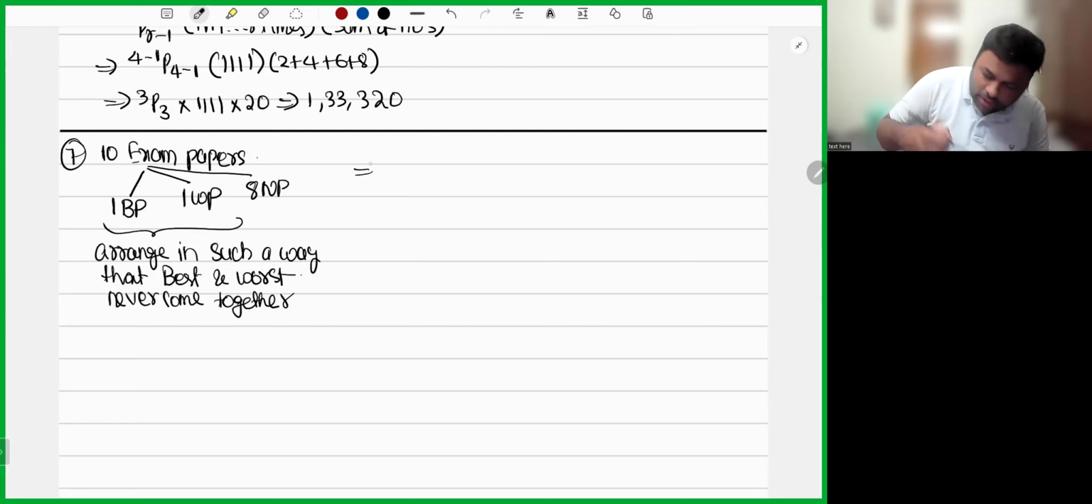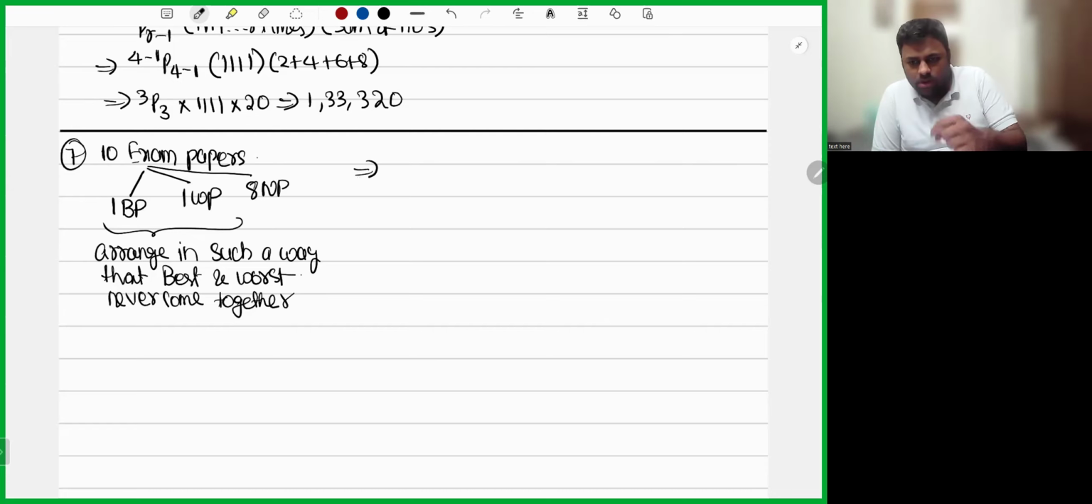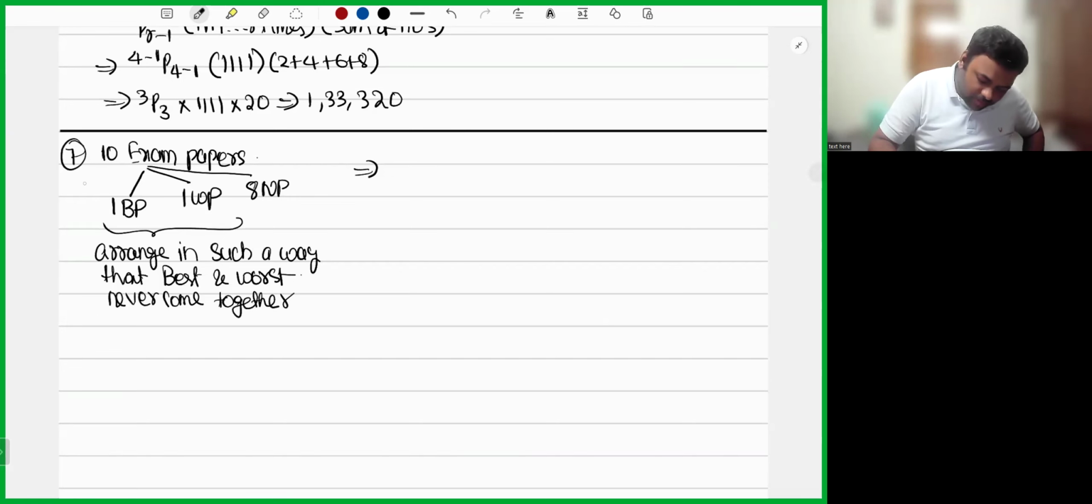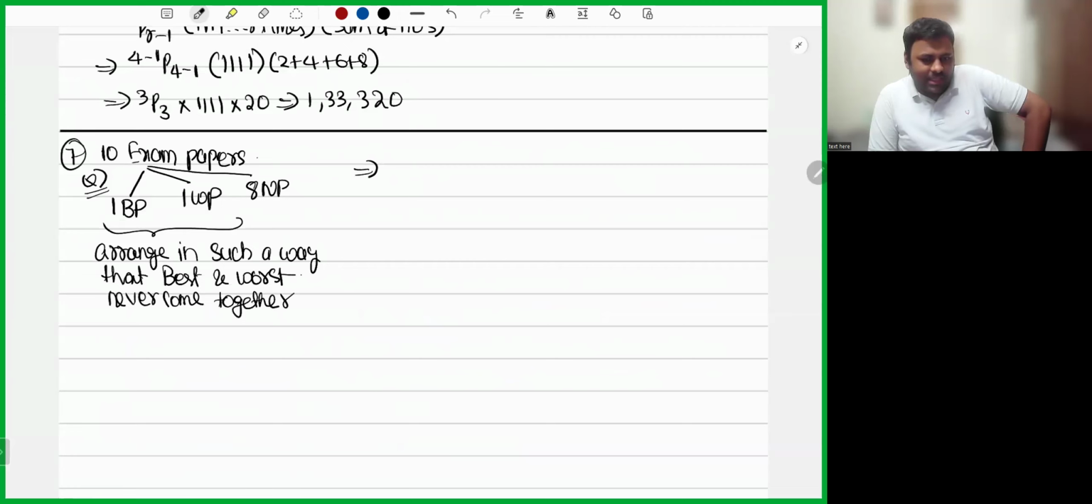You can do either alternative arrangements or you can do total possibilities minus always together. That will also give the same answer, but better to do alternative arrangements, because it is possible, right? Consonants never together was not possible, so I haven't done that. Here, 10 examination papers are there: one is best paper, one is worst paper, and 8 are normal papers. Arrange in such a way that best and worst never come together.